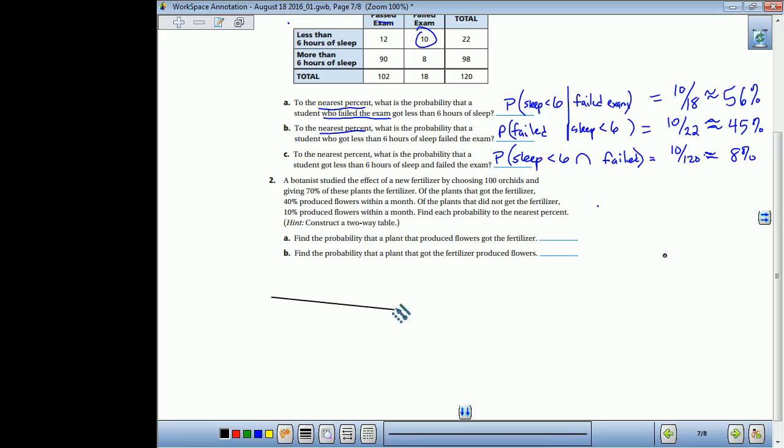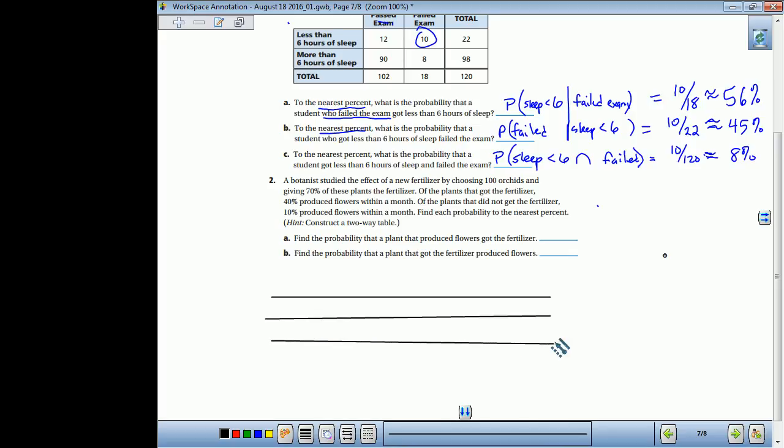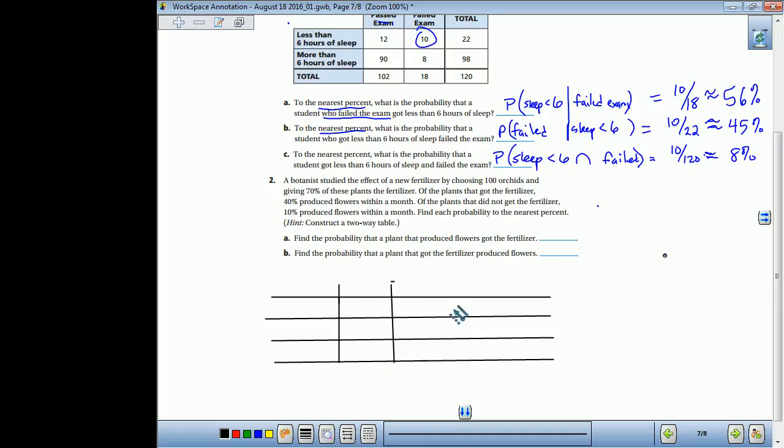Alright, so let's do it. Let's construct a two-way table. Do you want us to draw that on ice? There's a little space up here. You can draw it. You're gonna do 1, 2, 3, 4. Because this is math class, it's not Spanish class. You have to practice. I wish we had those. They call it a ruler.